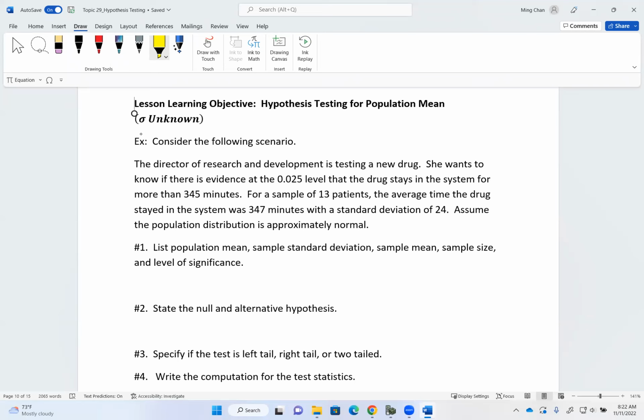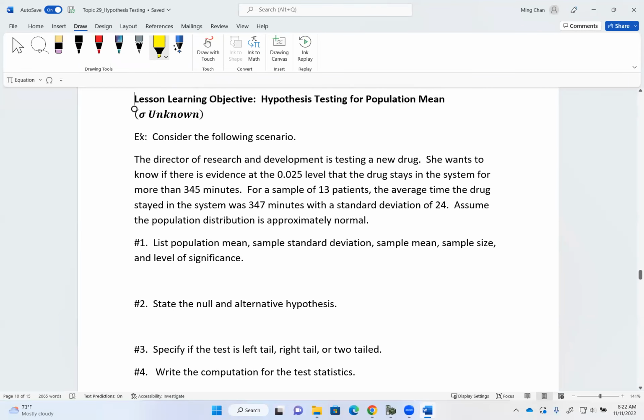Let's complete the following here. So this is a population mean. The mean of null, they're saying, is 345.